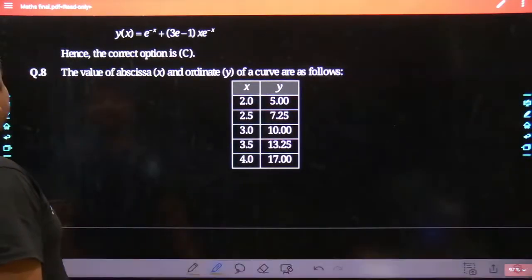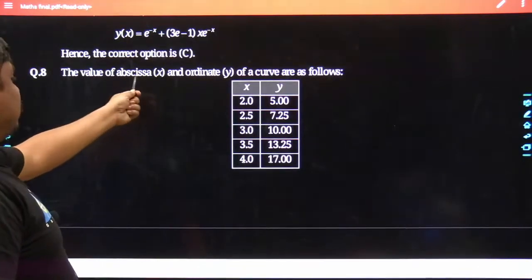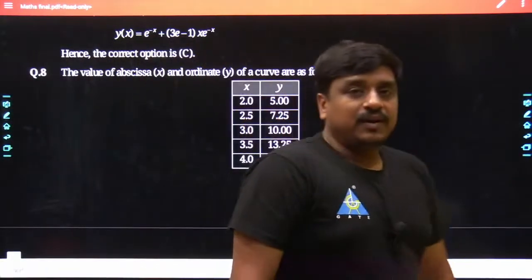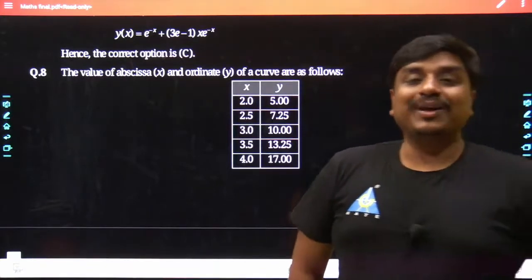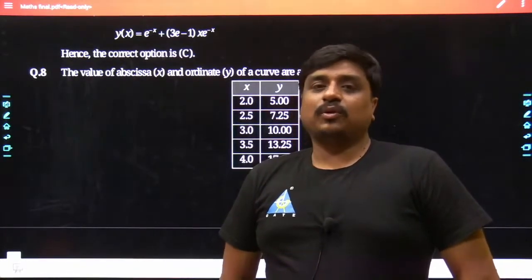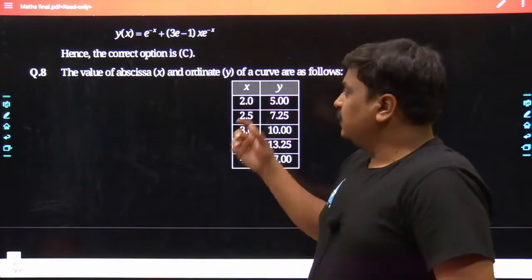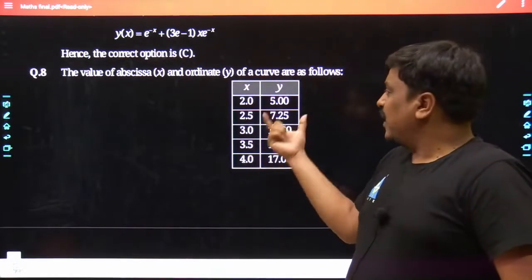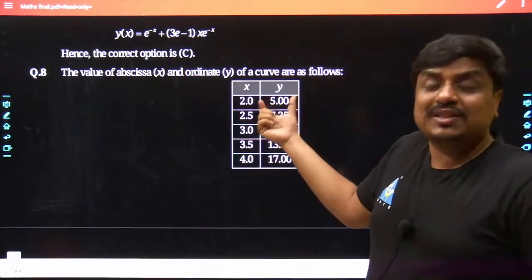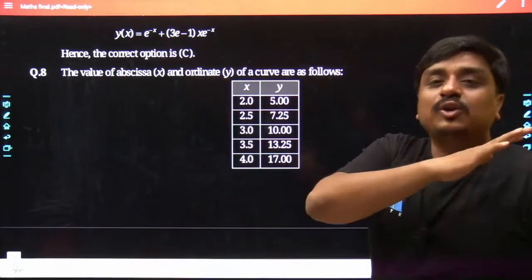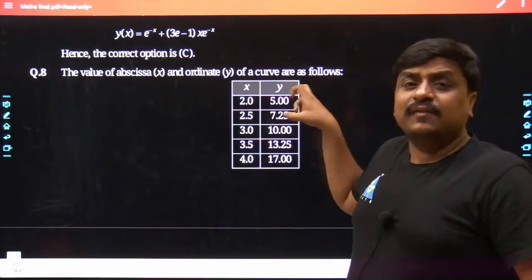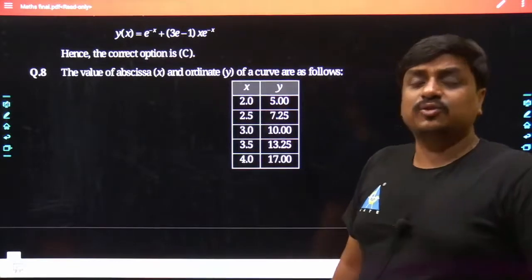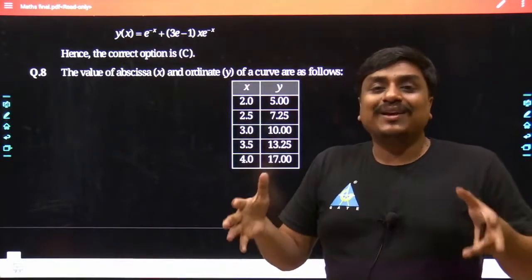See what this problem exactly indicates. The value of abscissa x and the ordinate y of a curve are as follows, my dear friends. See, whenever they design a problem related to numerical integration, either the function f of x is clearly given in your problem, otherwise they would be giving a table where the values of x and y are related to each other, taking the reference of that function. Anyways, you need not go back to that function. Just by taking the reference of this table, where on one side you have the values of abscissa and on the other side the values of ordinate, at the end of the day, you can calculate the area under the curve.